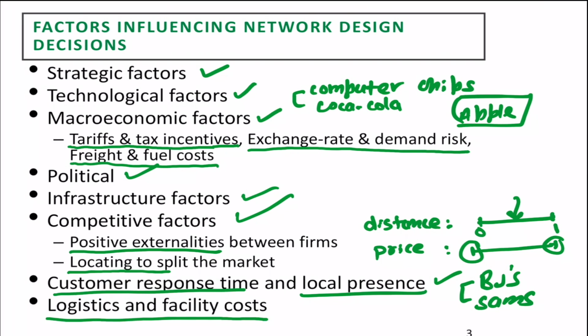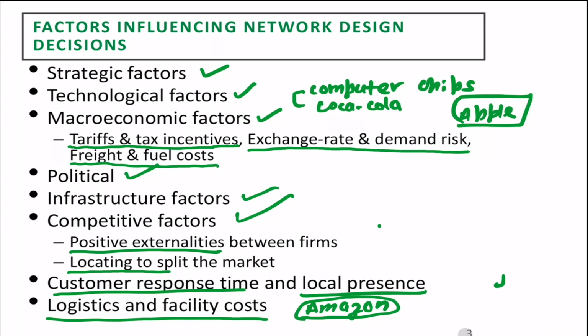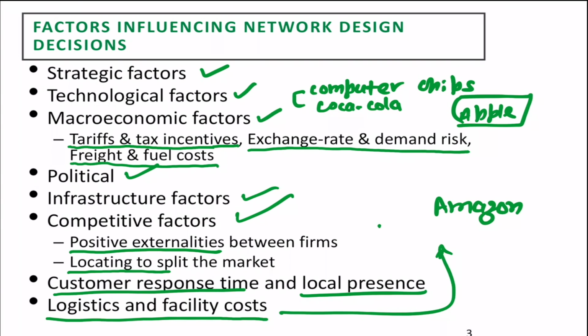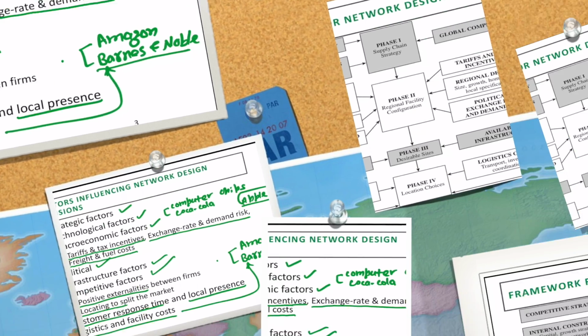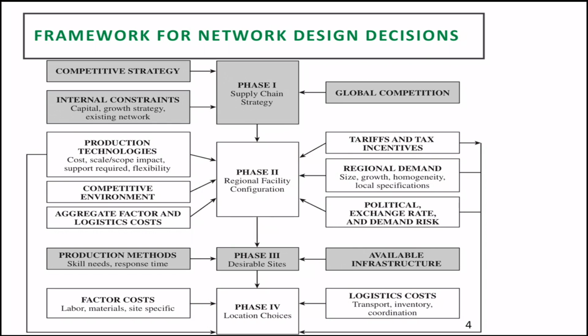So logistics and facility cost. Amazon has fewer distribution centers if you compare with the number of stores that Barnes and Noble has. So Barnes and Noble has hundreds of stores but has lower transportation cost. So let's look at the framework for network design decisions.